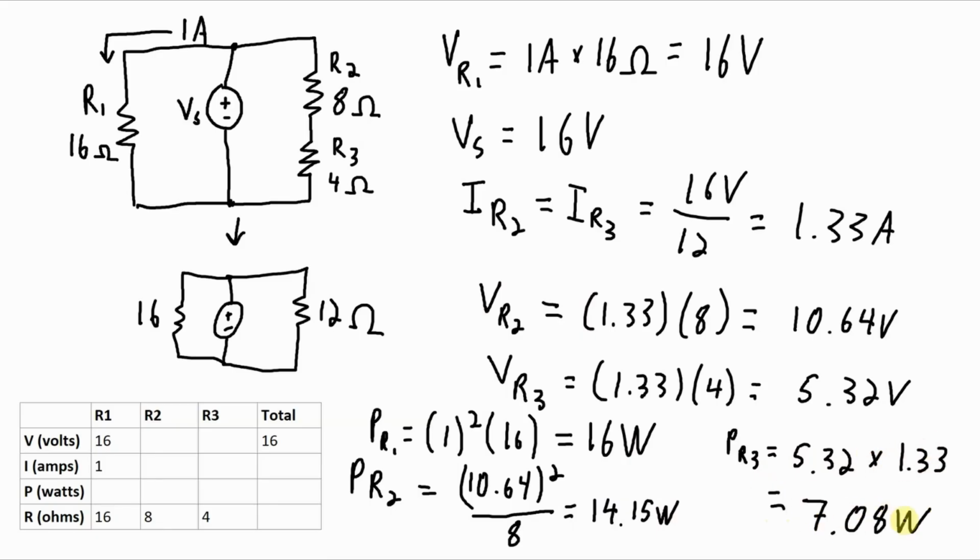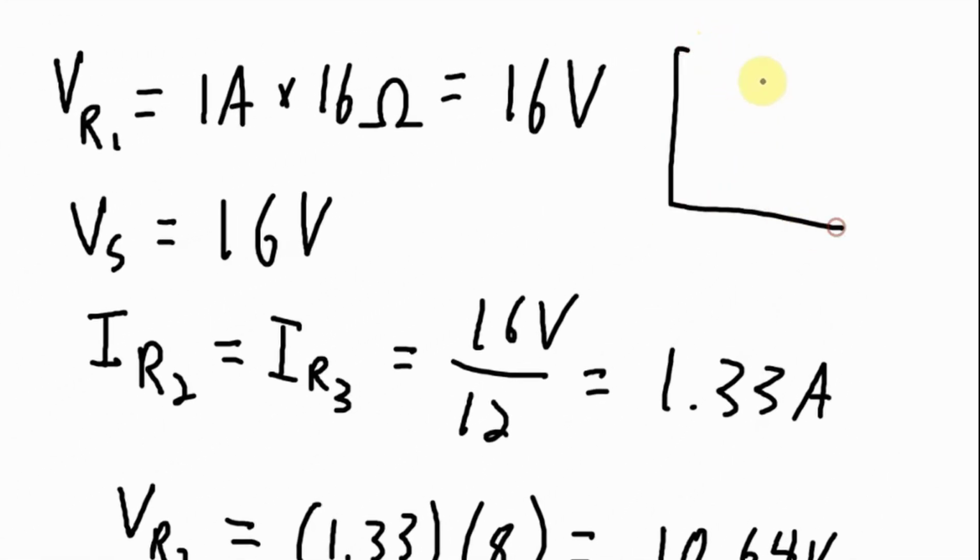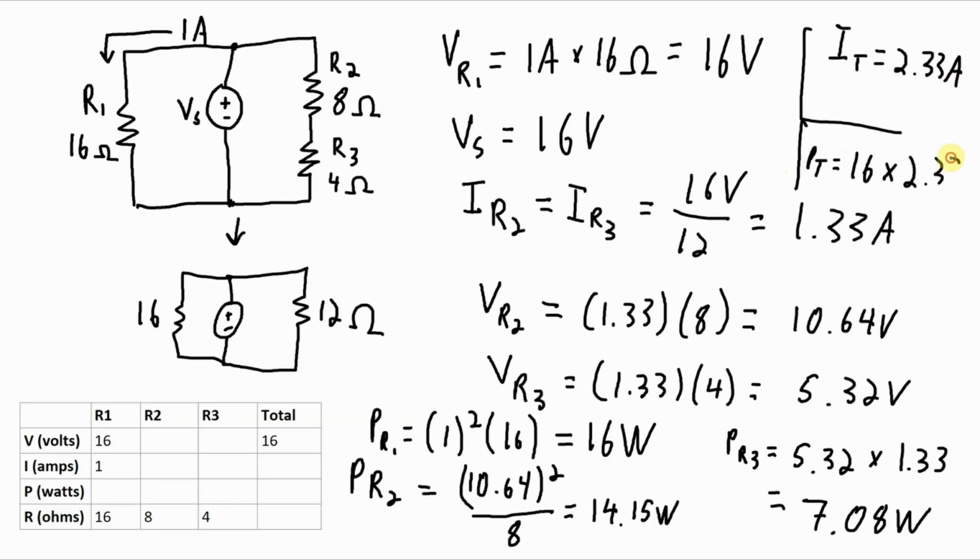And the total power, let's also use V times I. Well, actually, I haven't calculated the total current yet, have I? Let's do that. The total current will be the 1 amp that's going through R1 and the 1.33 amps going through R2. So that will be 2.33 amps. And so the total power is 37.28 watts. I'm just going to write it in here. 37.28.